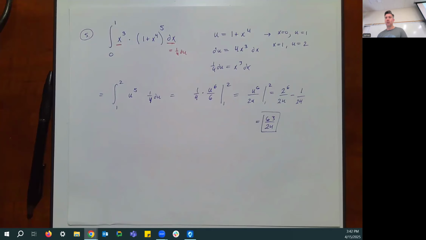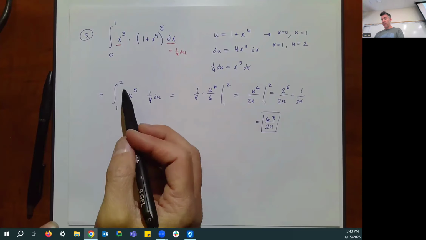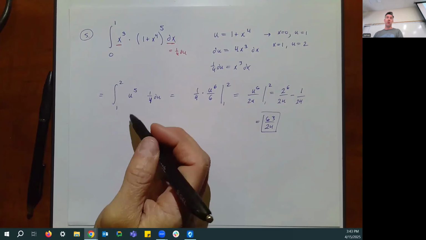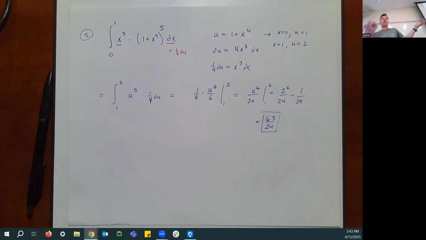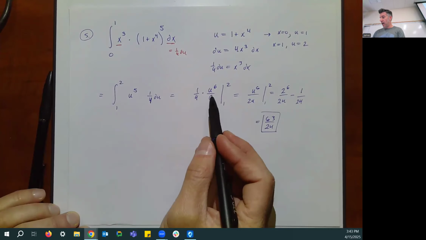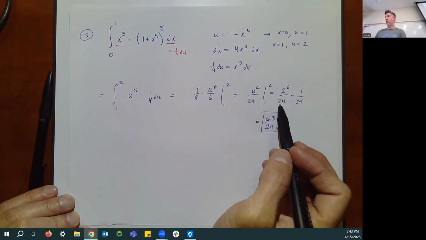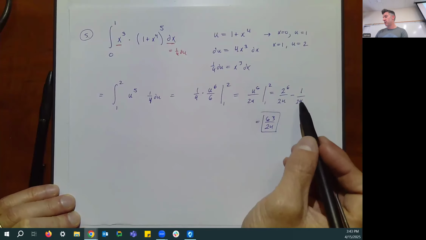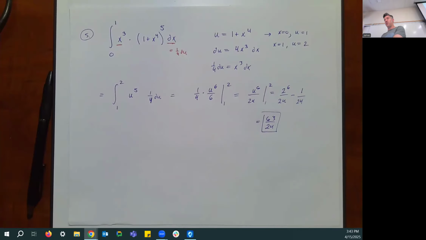Yes, question. So if it's an indefinite integral, then we need a constant. If you're doing a definite integral, meaning you're just finding the area under the curve, or the net area under the curve above the x-axis, you never need a plus c. Or you could throw one in and then it would cancel, right? If I put a plus c here, I would plug in the 2 and get 2 to the 6 over 24 plus c minus 1 over 24 plus c, and then the c's would cancel out. Whereas if it's indefinite, if your answer is a function, then you have to have the plus c.